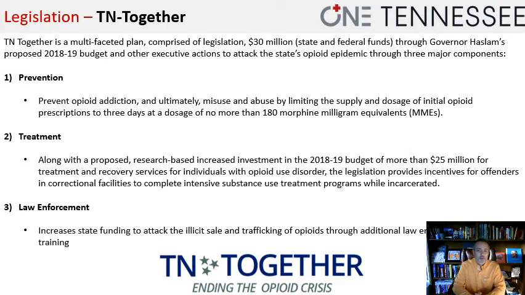Then there's law enforcement. This increases state funding to attack the illicit sale and trafficking of opioids and is really designed to align what the federal government knows versus the state government versus our local drug enforcement agencies. So they all work together in tandem to help prevent these opioids from coming into our state. In Tennessee specifically, we have two major highways, I-75 going north to south, and I-40 going east to west that crisscrosses our state, so opioids come in and out relatively easily.